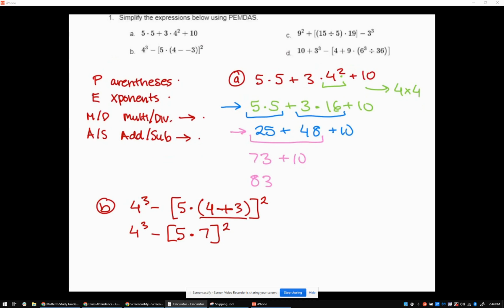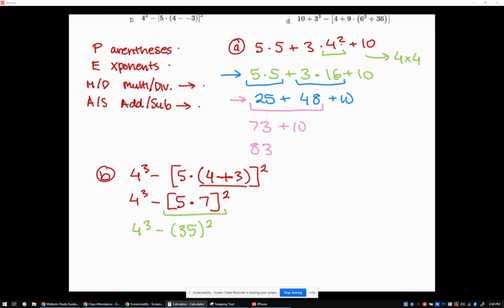Okay, we've still got one more parentheses to take care of. We've got this one right here, 5 times 7, which is 35. Now that all of our parentheses are taken care of, we can move on to this exponent. So 35 squared, which is 35 times 35. We've also got this exponent over here, 4 cubed. This is 4 times 4 times 4.